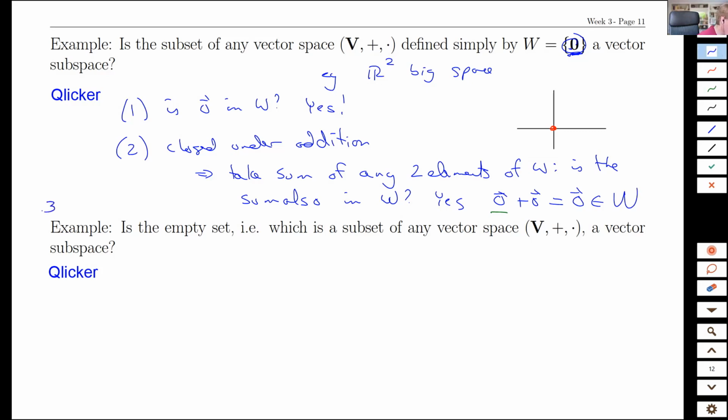And 3 actually is pretty easy. Alpha times the 0 vector is also the 0 vector. We showed that as one of the extrapolated properties of vector spaces. So W is also closed under scalar multiplication. No matter what real number you pick, if you multiply the 0 vector, think about this in just regular space. If someone hands you the 0 vector and says, here's 5 times that, you're still at 0. So we have that property there. And so, yes, the 0 vector by itself is a vector subspace.